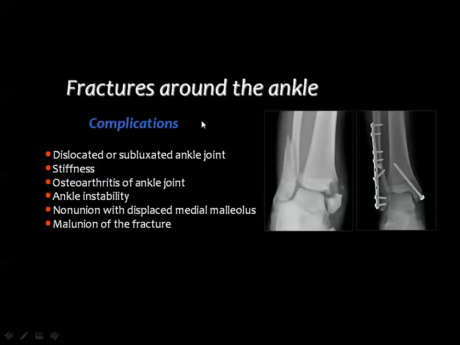Then complications of fractures around the ankle include dislocation or subluxation of the ankle joint, stiffness, osteoarthritis, ankle instability, non-union, and malunion of the fractures.